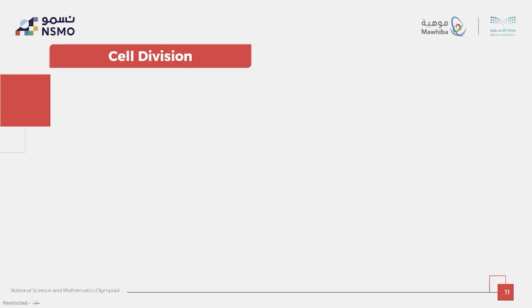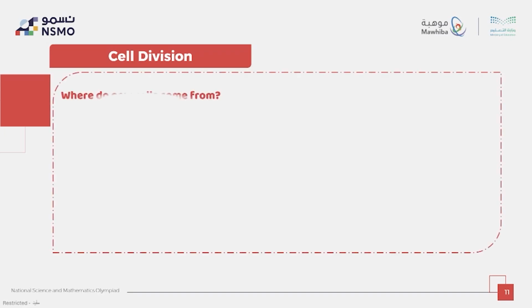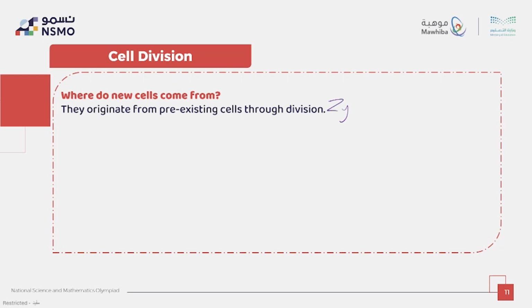To understand cell division type 2, mitosis, let's clarify the upcoming questions first. The first question: where do new cells come from? For sure, they come from pre-existing cells. Like for us, the first cell that we have is the zygote. Okay, that's the first question. The second question: what do we call this type of division? We call it mitosis.